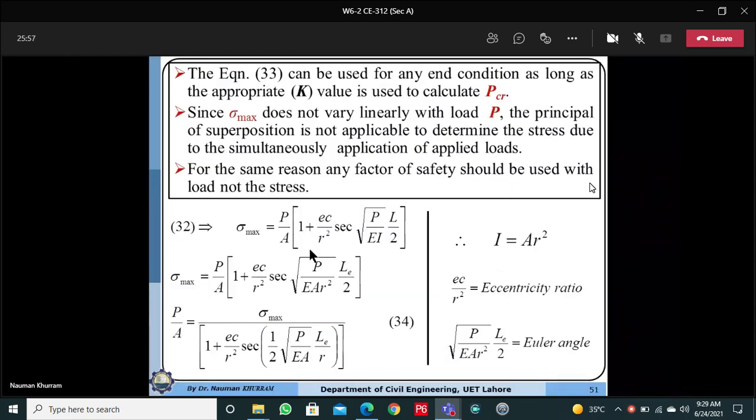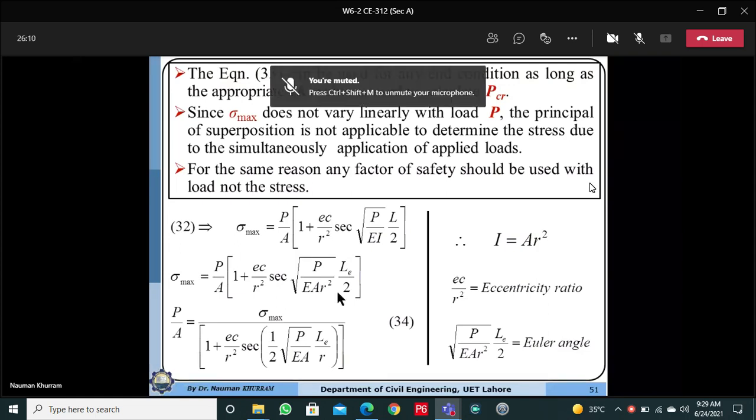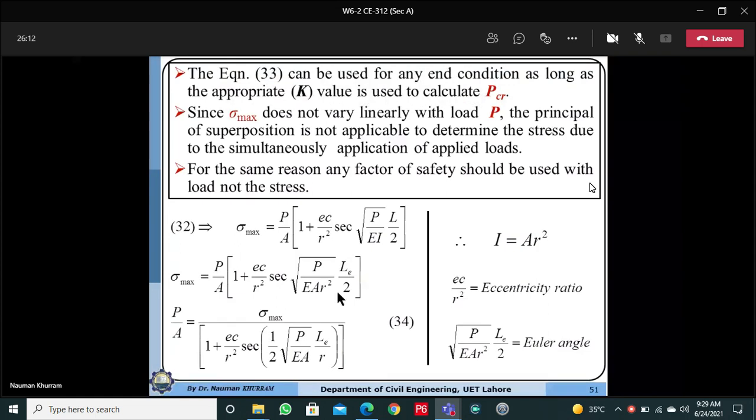So further simplification can be done. You could replace I with AR square, or you can use equation number 32 as it is. If you are replacing the I value with AR square, then under root of R square will be equal to R. You can take it outside, so that will become LE over R. The 1 by 2 you can take outside.